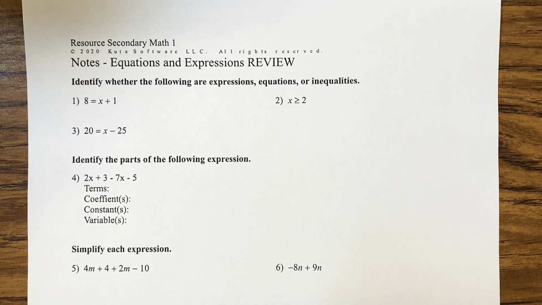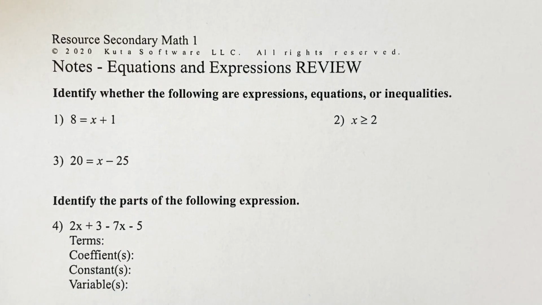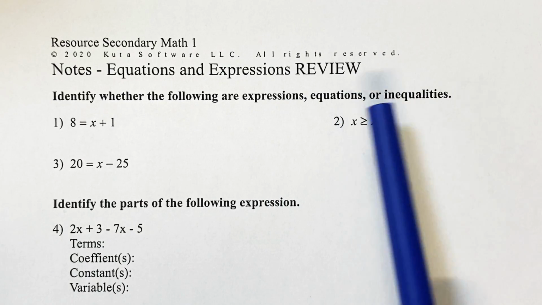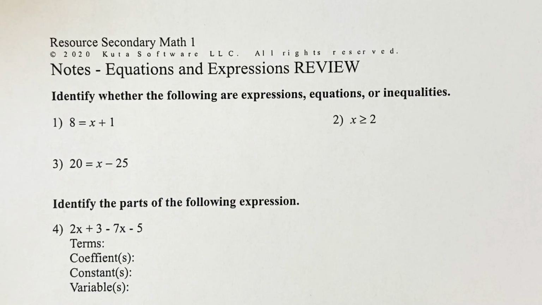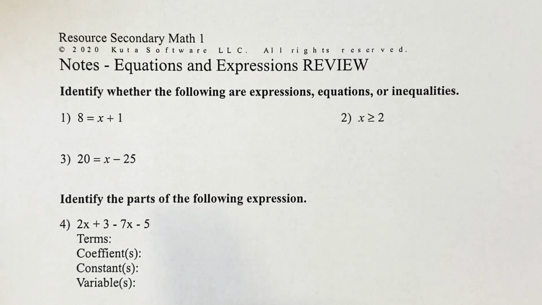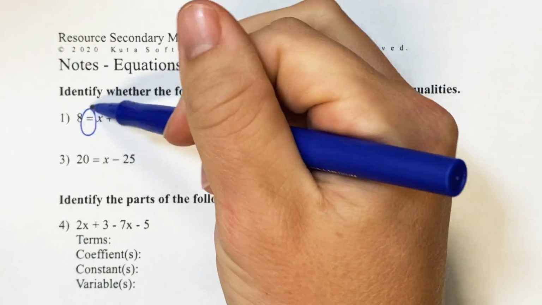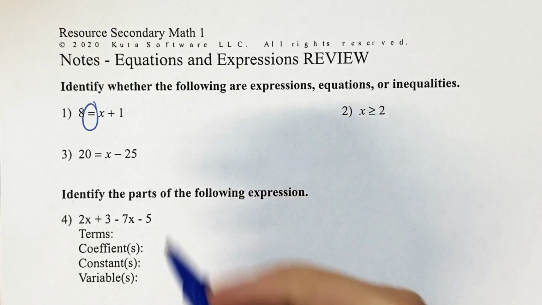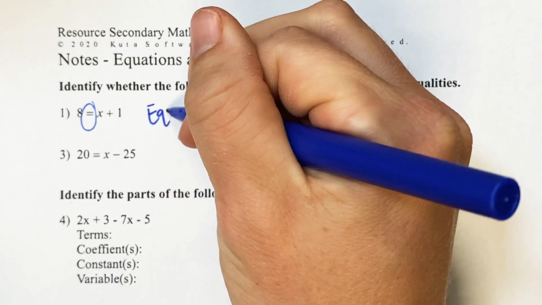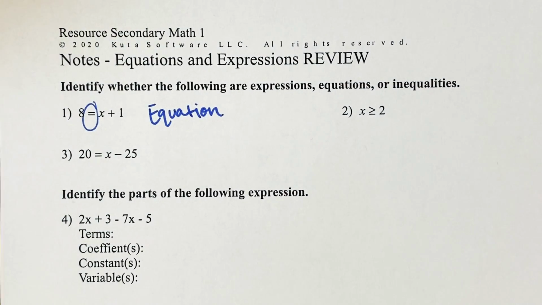Okay, so numbers 1 through 3, it's asking us to identify whether the following are expressions, equations, or inequalities, okay? And we are going to identify them using the sign that we see. So looking at number 1, I see this sign right here. Okay, that's an equal sign. So that tells me it's an equation. Okay, so number 1 is an equation.